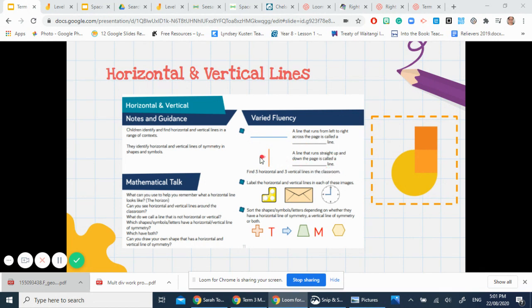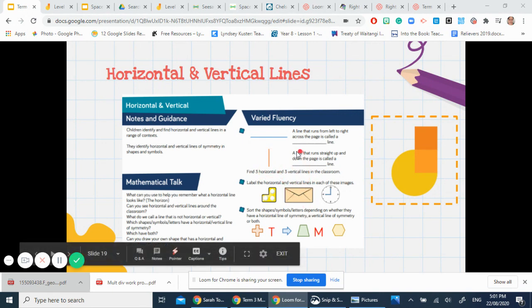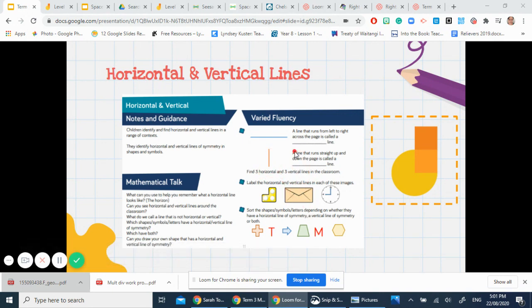Okay, so if you think about things in the real world that are horizontal, you'll think about things like roads, lines on the courts. And if you think about lines that are vertical in the real world, you'll be thinking about things that go up the buildings, or even things like netball hoops or basketball hoops, the poles that hold those up.